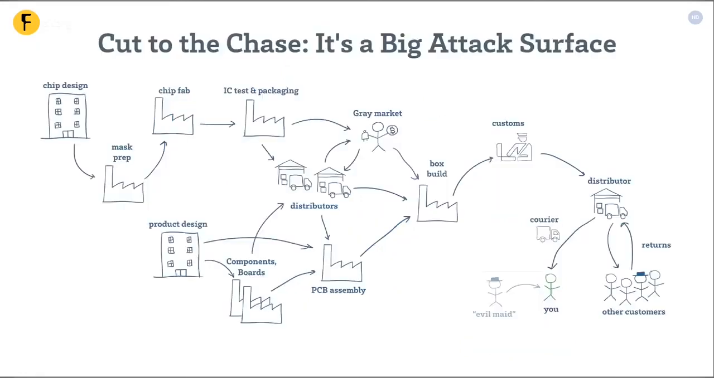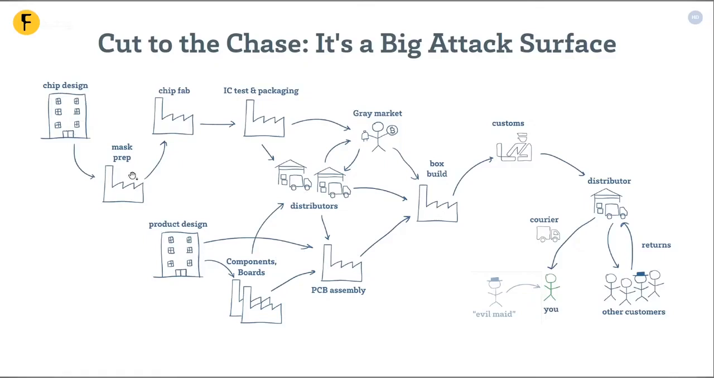So if we cut to the chase and expand this all the way back, on the lower right here, there's you hanging out. You have a courier, distributor, goes through customs. There's a factory, but behind the factory is this enormous network of other suppliers that you don't see and don't normally look into, but you have distributors who sell parts to the factory. You have circuit board assembly. You have people who are designing the product.